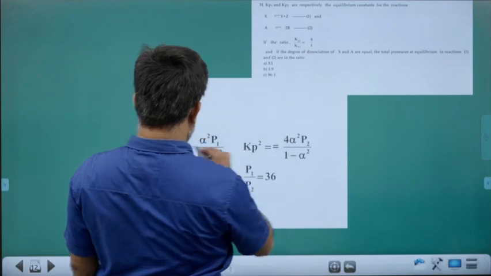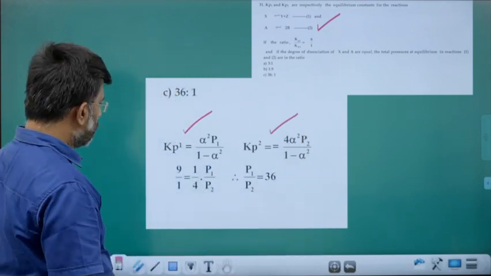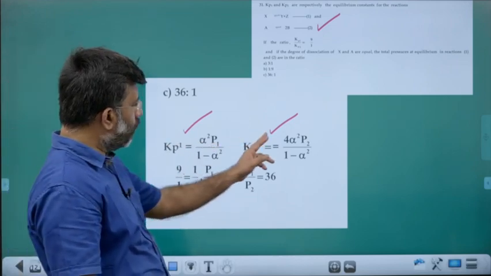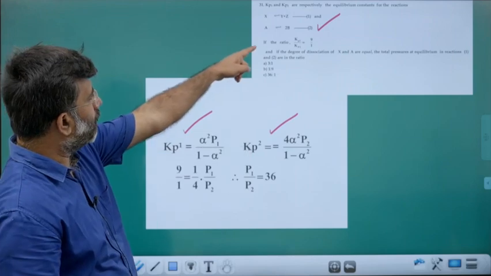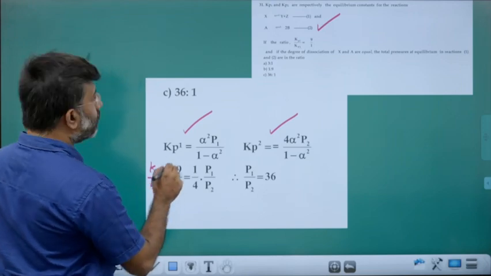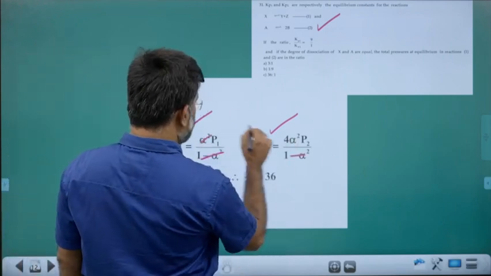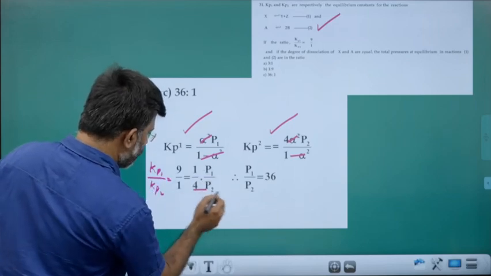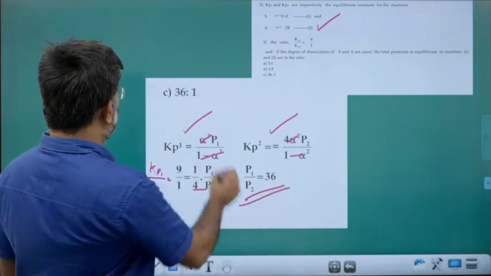You see, for the first type of reaction, KP1 is like this. For the second type of reaction, we derived earlier KP2 like this. Please understand KP1, KP2. So KP1 is alpha square P1 by 1 minus alpha square, and KP2 is 4 alpha square P2 by 1 minus alpha square. Now take the ratio KP1 by KP2, which is given as 9 by 1, and that is equal to this by that. So this will cancel and you get P1 by 4P2. Therefore, P1 by P2 is equal to 36 is to 1, as the 4 comes to this side. 36 is to 1, option C.